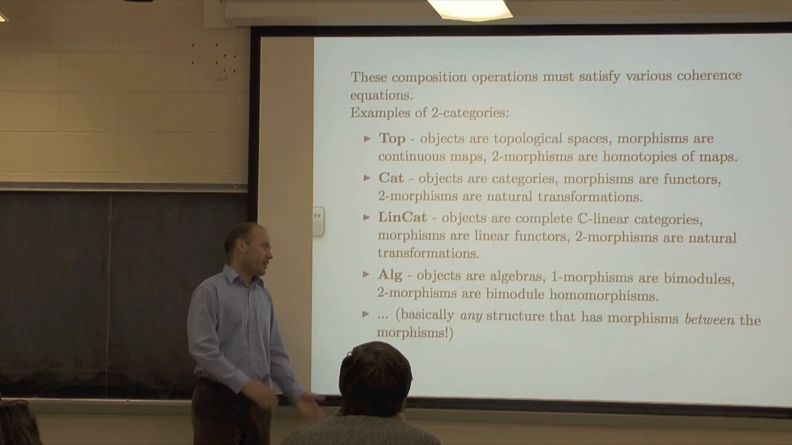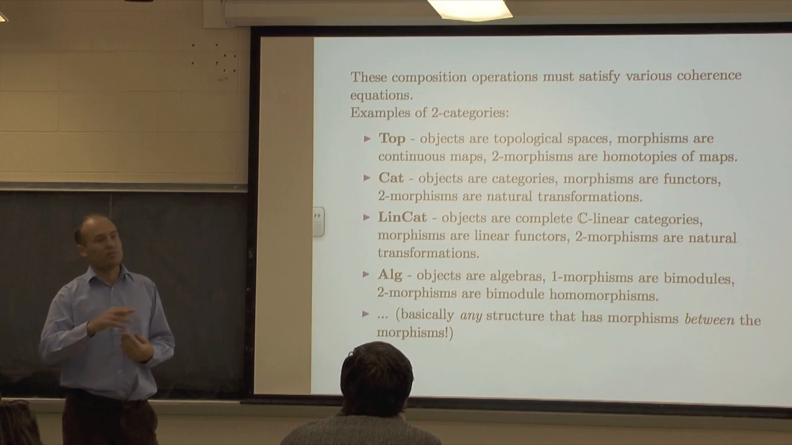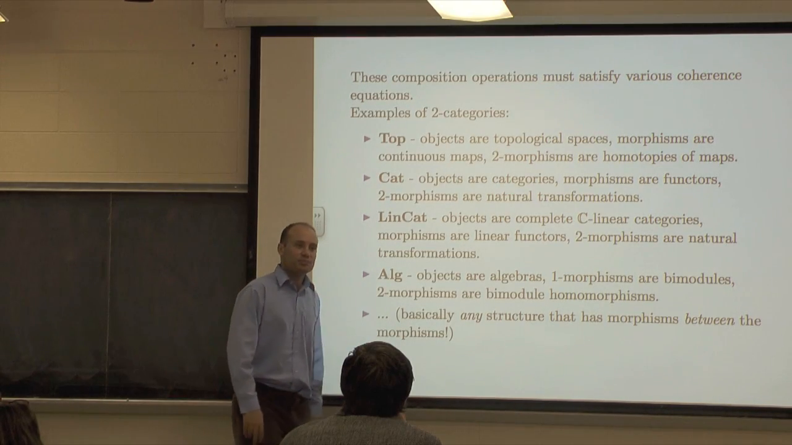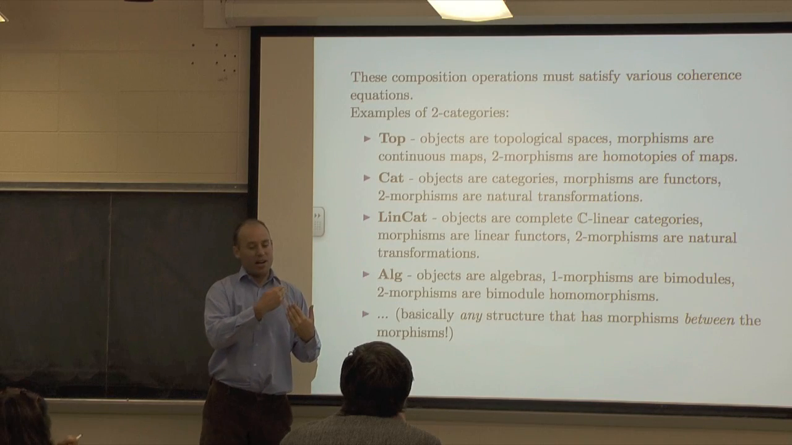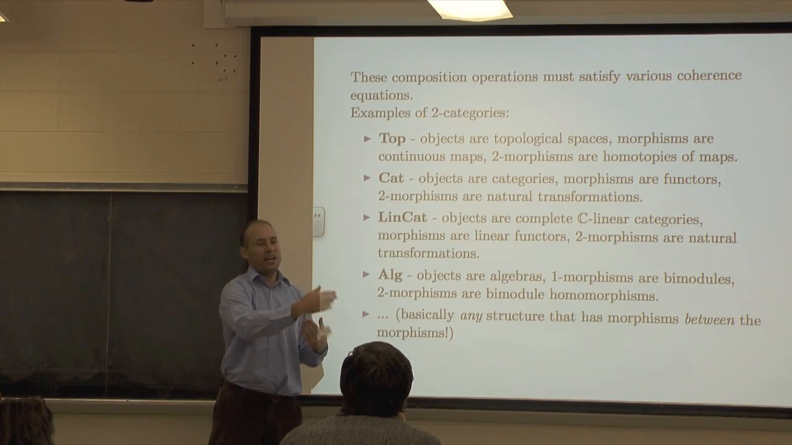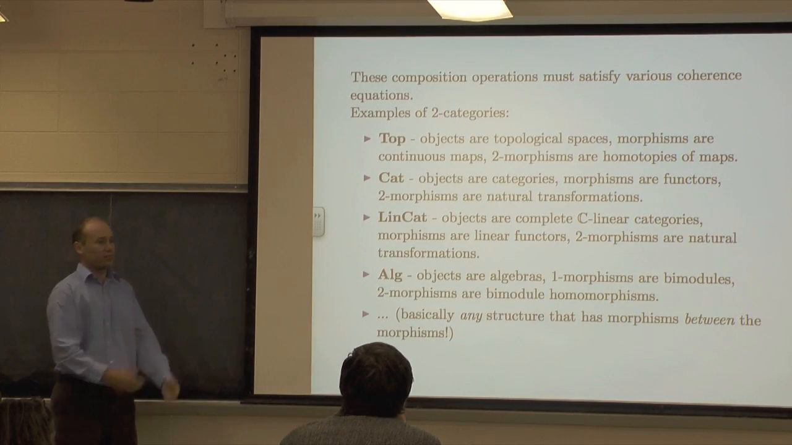Alg is another nice two category. Objects are algebras. One morphisms are bound modules, because you can compose bound modules by tensor. Two morphisms are bound module homomorphisms, by multiplying both sides by the algebra. If I've got an AB bound module M and a BC bound module N, I can compose them together to get an AC bound module by tensor.